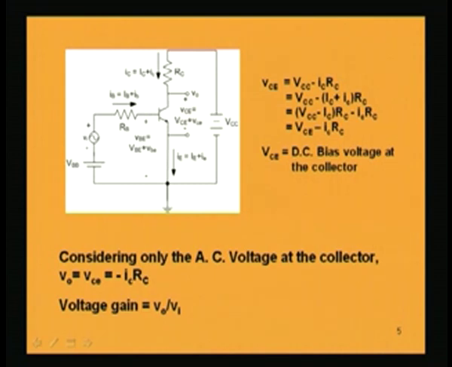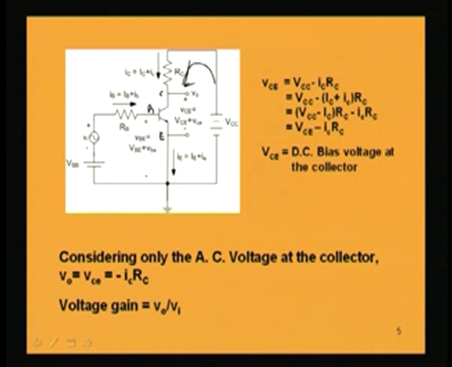But now again, if we consider the collector to emitter voltage, this point is collector, this point is emitter, this point is base. So, collector to emitter voltage is equal to VCC minus ICRC. In this output circuit, if we apply Kirchhoff's voltage law, we get VCC minus ICRC is equal to VCE.